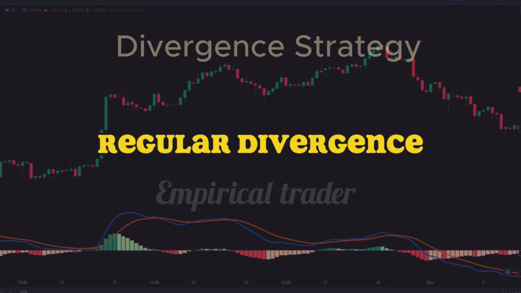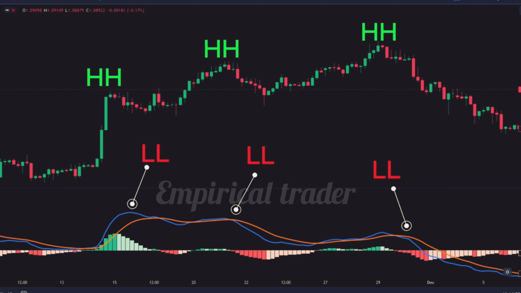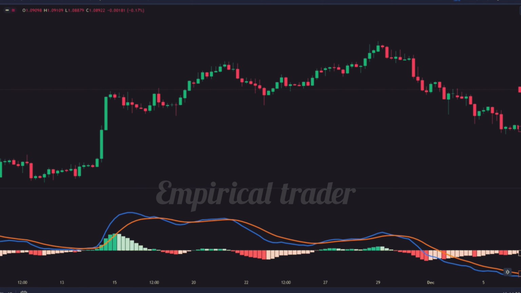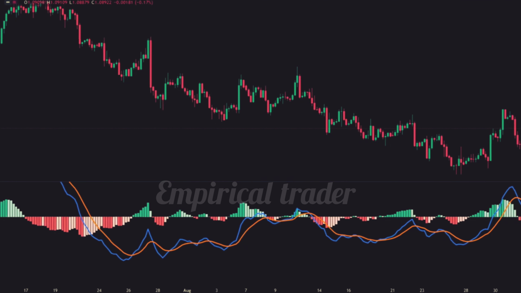There are two types of divergences. The regular: in an uptrend, we look for higher highs in price and lower lows on the indicator. This can be explained in a very easy way: the price keeps going up while the indicator keeps going down. And during a downtrend, we look for lower lows in price, but higher highs on the indicator.